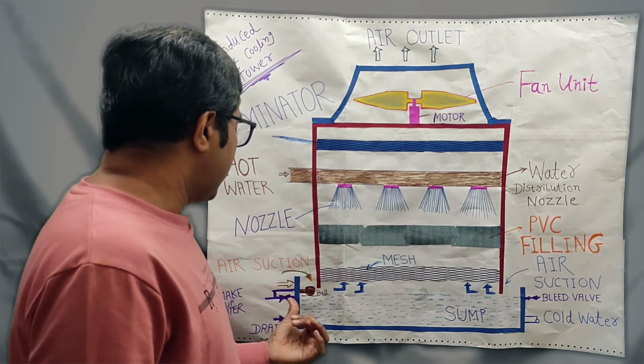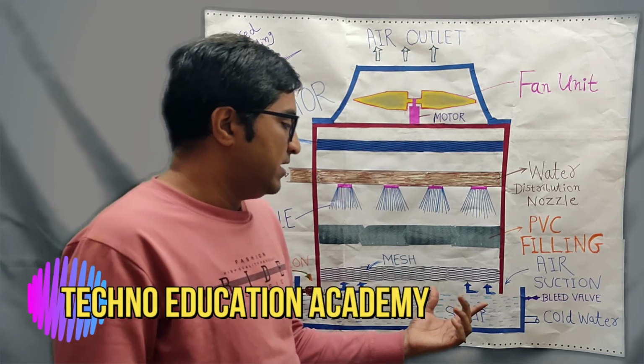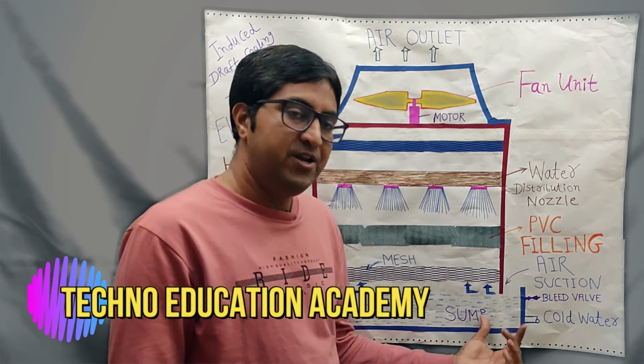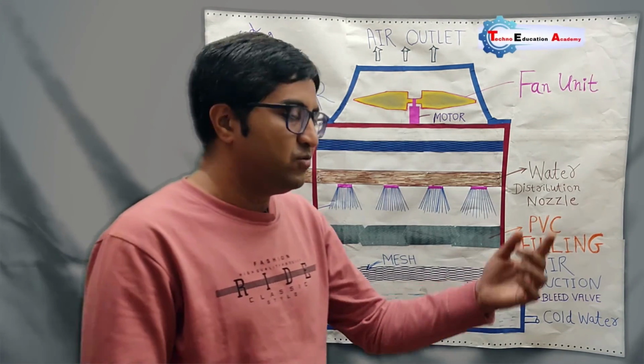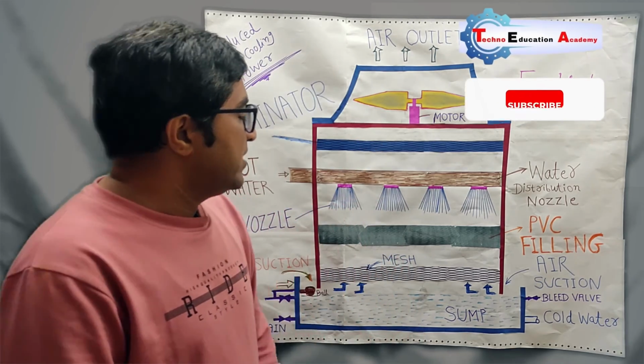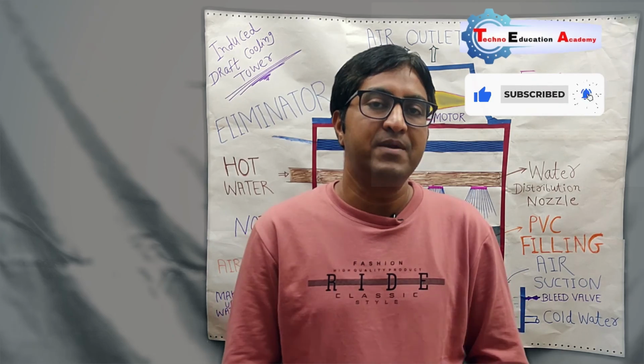Here you can supply makeup water, the surplus water. Whenever the level of the water reduces, the makeup water, extra water, is supplied, and it is supplied to the condenser. So this is the overall working of the induced draft cooling tower.